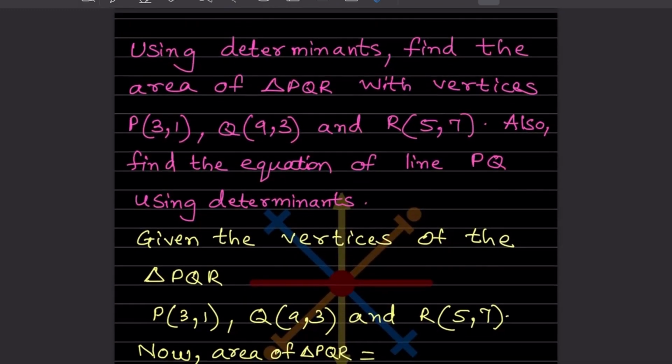So now here, using determinants, find the area of triangle PQR with vertices. These are the vertices given. Also you have to find the equation of line PQ. So first thing, find the area of the triangle.